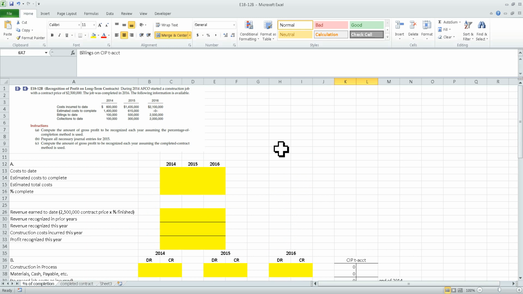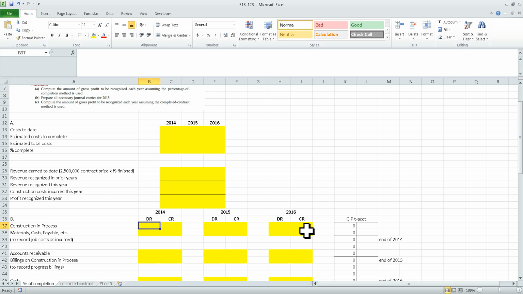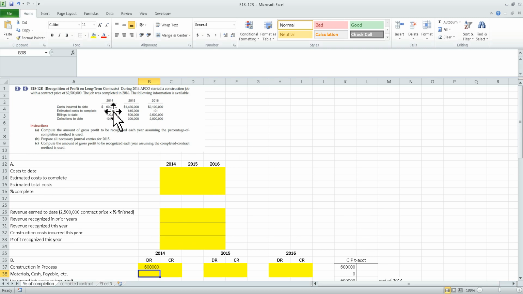So let's see. We're told here in 2014 that our cost incurred to date is $600,000. Since 2014 is the first year of the contract, what that implies is that we incurred $600,000 worth of job cost this year. So the entry to record that in 2014 would be to debit construction in process for the amount of job cost that we incurred that year, and then credit whatever assets we consumed, whether it's raw material, concrete inventory, or whether we paid cash, or whether we incurred some sort of payable. That would be the offset to the entry.